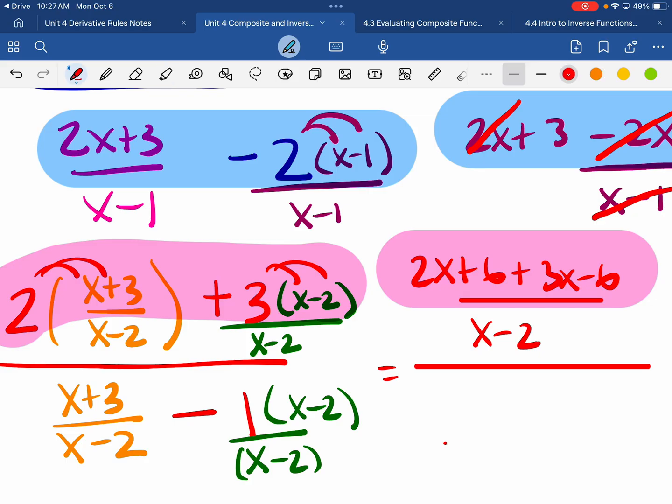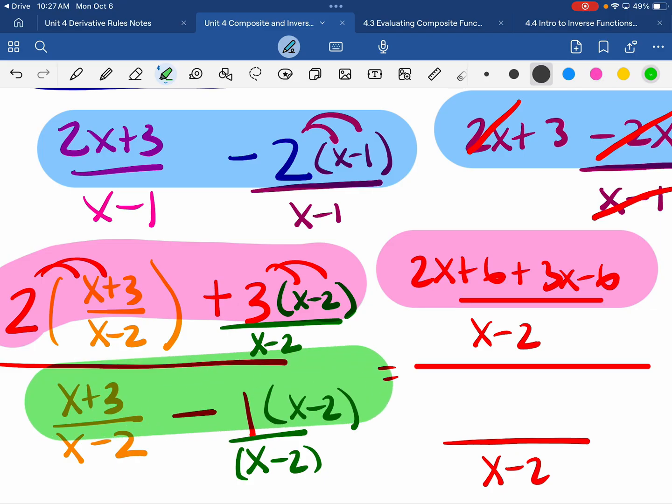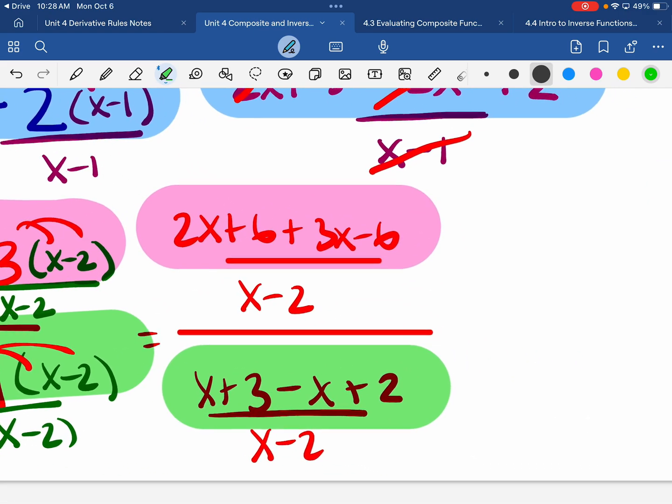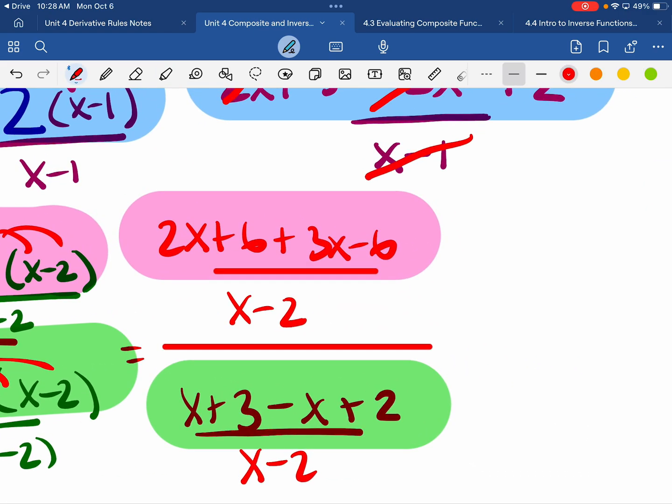And then we're going to do the same thing on the bottom. What's the denominator on the bottom fraction? x minus 2. And then we're going to distribute all this stuff on top. x plus 3, distribute the negative 1, minus x plus 2. All right, so all of that's from that. It's just the same. You have to show your work.